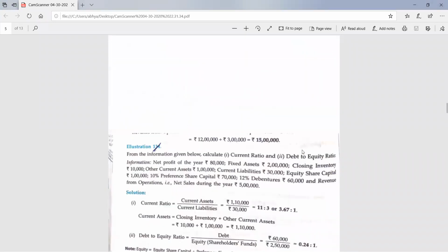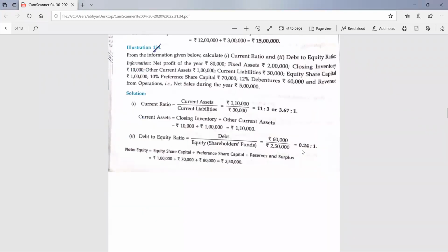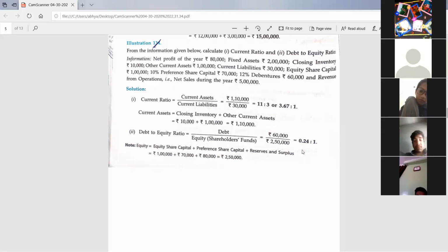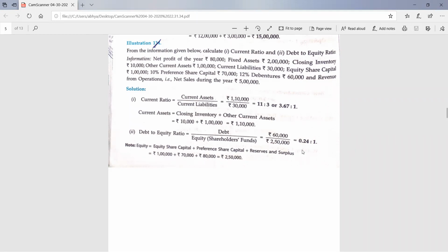The next question. From the following information given below, calculate current ratio and debt equity ratio. So current ratio, we all know, is current assets upon current liabilities. Current assets are given here, other current assets are given. So whenever other current assets are given, we need to add the current assets given in the question. Like closing inventory is given here again, and other current assets means closing inventory is not added in it. So we have to add it.